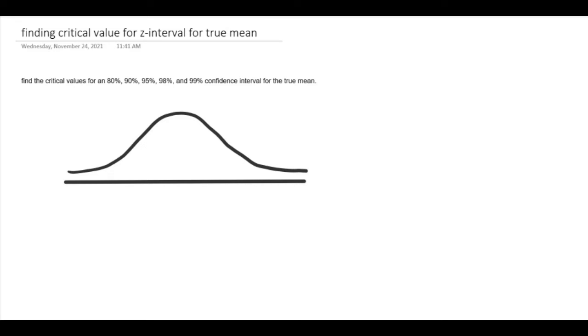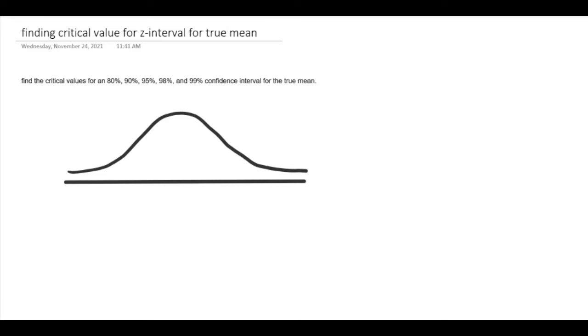So if the question asks you to find the critical value of a 78% confidence interval for the true mean, or a 91% confidence interval for the true mean, you know how to calculate it. Or when you look at the 80 or 90% and you know the value, you know how the value was calculated.